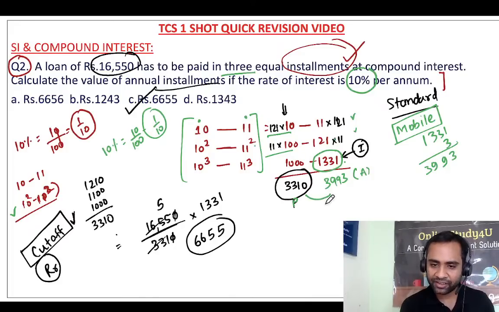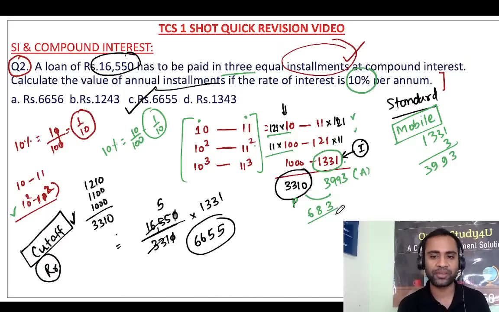So what will be the interest? Sir, interest will be 3993 minus 3310, which is 683 rupees. That will be your interest.